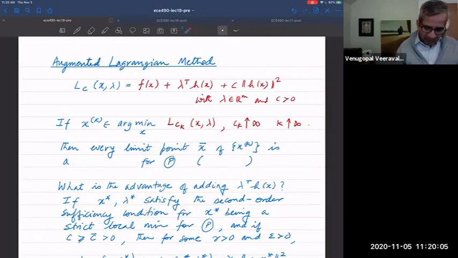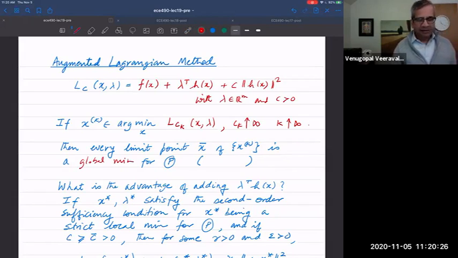So it turns out that adding this term here doesn't really make a change to the proof. Every limit point of this x^k, with this additional term in there, still satisfies the condition that it's going to be a global min for P. It's very easy to show based on the same steps as in lecture 17, and you're going to show this in homework 5, which will be out today, by the way.